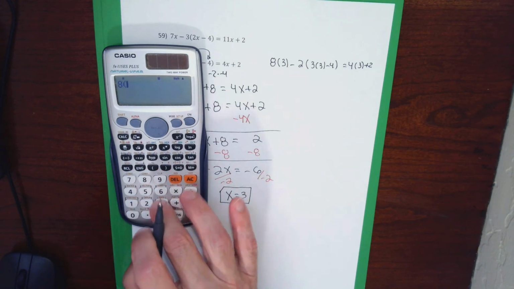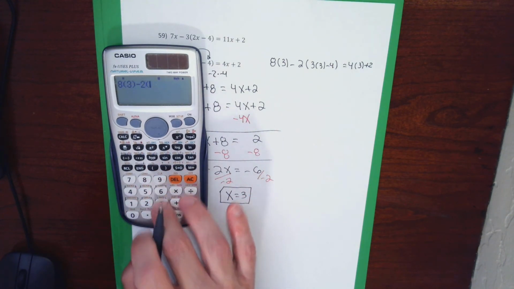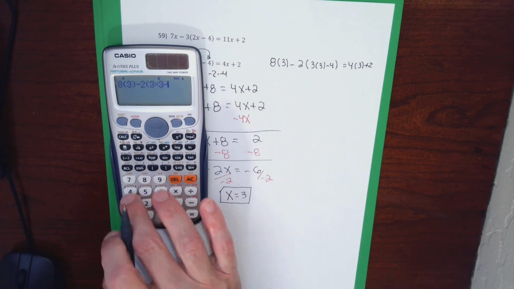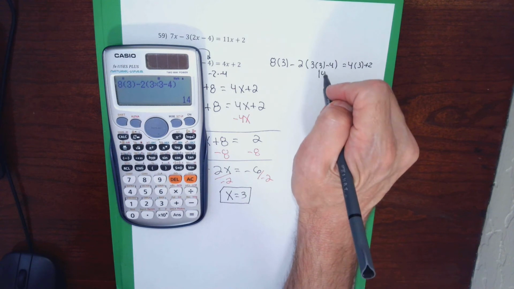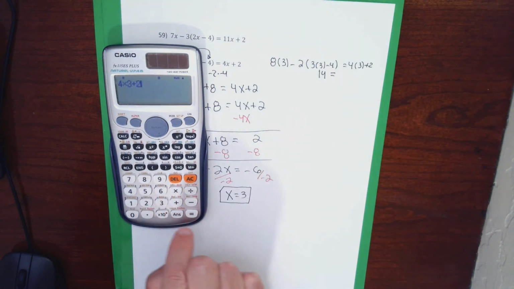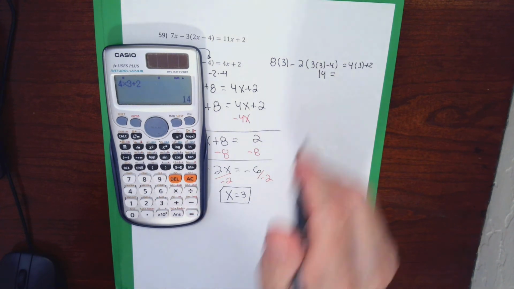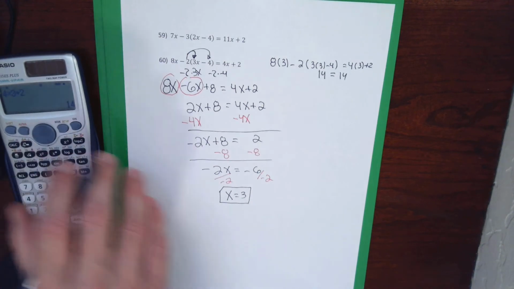So 8 times (3 minus 2) times 3 minus 4. The left-hand side comes out to 14. And then 4 times (3 plus 2). I used times signs instead of parentheses because I just wanted to speed up the process. And it checks just fine.